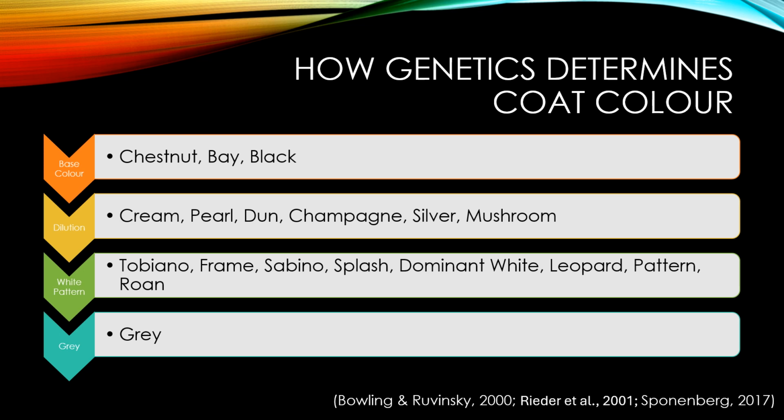In horses, coat colour is first determined by the base colour, then dilutions, then white patterns, and finally by grey status. Some colours and patterns are breed specific and others may be found in many breeds.